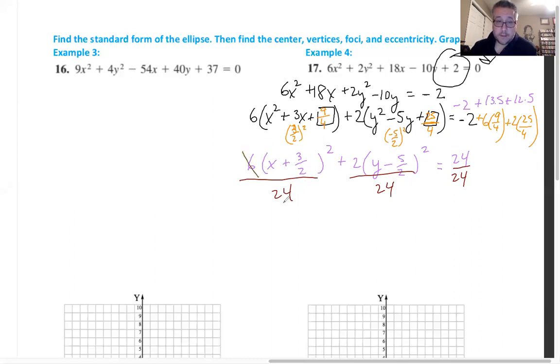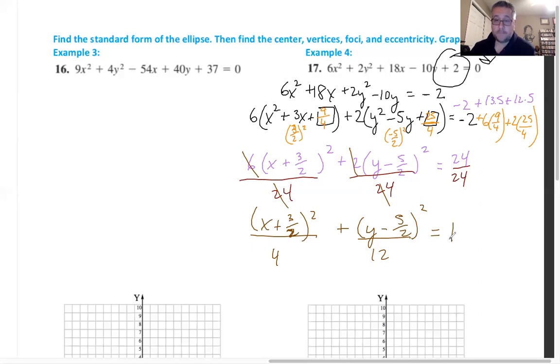6 goes into itself, 6 goes into 24 4 times. Let me recopy my numerator. Plus 2 goes into itself, 2 goes into 24 12 times. Let me copy the numerator. And 24 over 24 is 1. Okay, so now we've got the standard form of the ellipse. It's not pretty, but we know a lot of things about it.